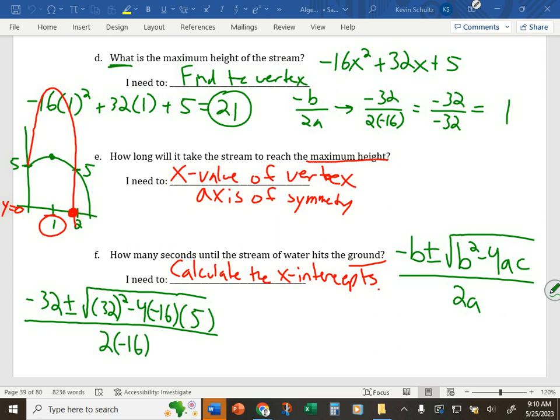Any chance that we look out here and this doesn't hit the ground? No. We see that we've got 2 negatives, which will make this a positive. And if we start with a positive and we add something to it, we're not going to get down to below 0. So it does cross the x-axis twice.